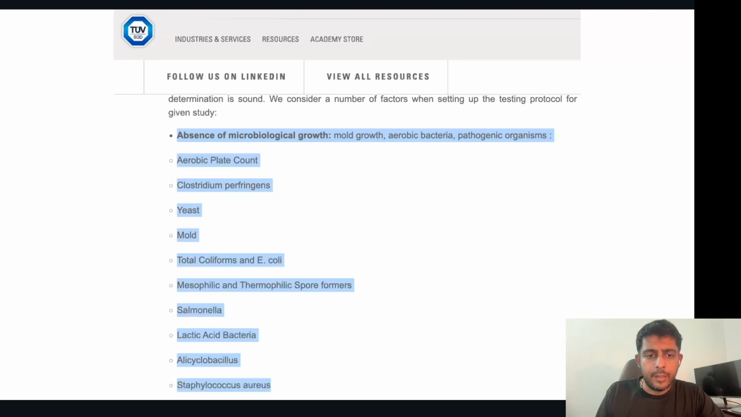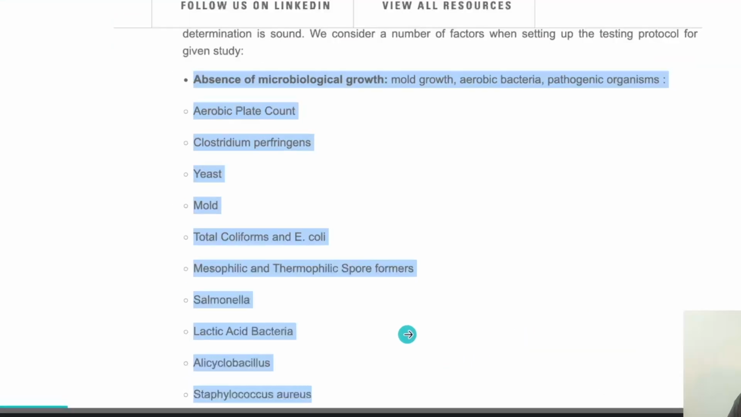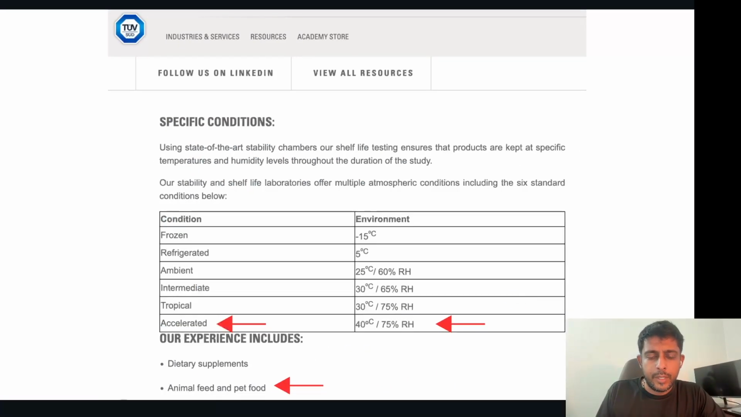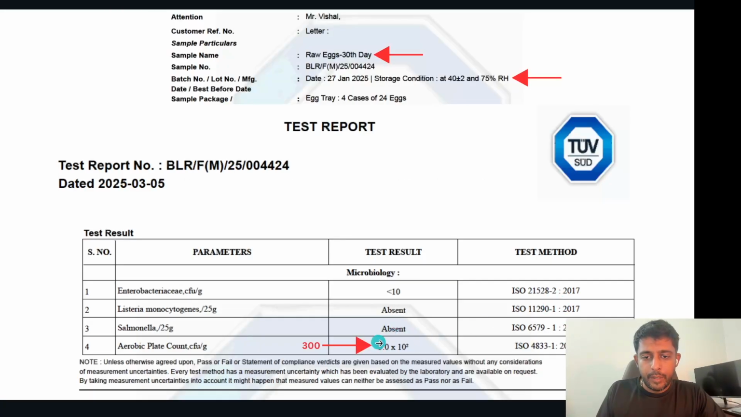This is the long list of microbes, so please pay more attention to Salmonella as that's more important. We have gone ahead and done the most extreme test here, which is the accelerated version, which is also done mainly on animal feed and pet food also. The most important count here is the aerobic plate count, or the APC, which is 300. Salmonella and Listeria both were absent, and the Enterobacteria is also less than 10.